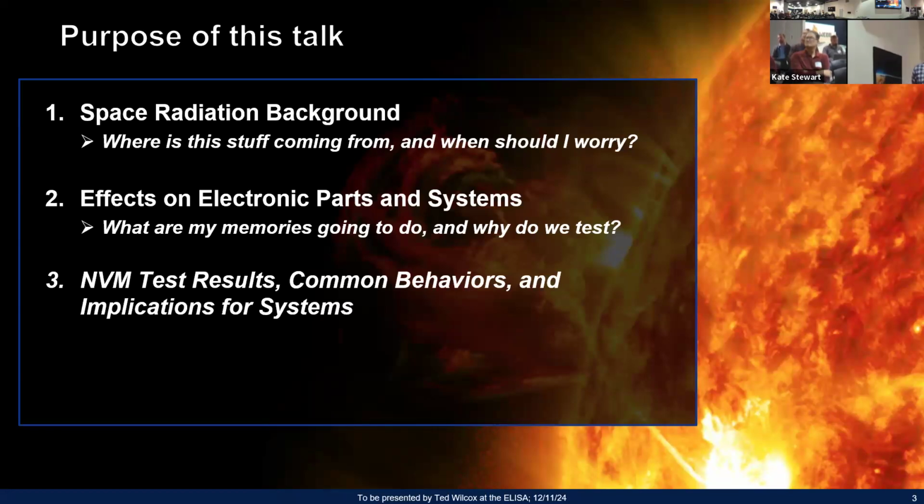One is a primer background on the space radiation environment itself, types of particles we have to deal with, and when you should be concerned about it. We'll describe the basic effects on electronic parts and systems. And then some of the recent test results from my testing and our organization's testing, the most common behaviors we see and some of the implications for system behavior.